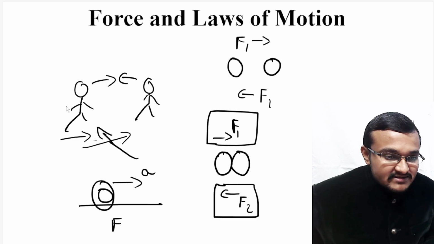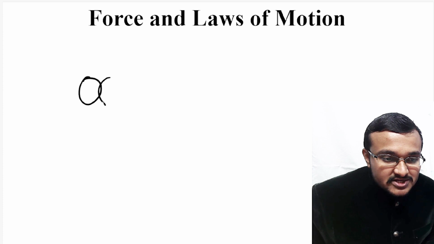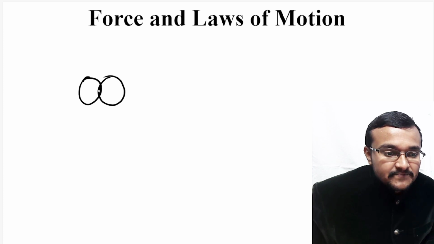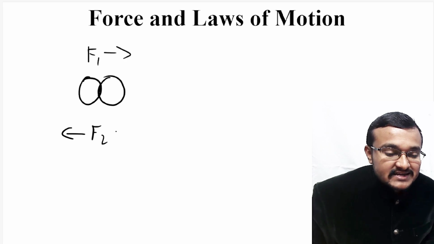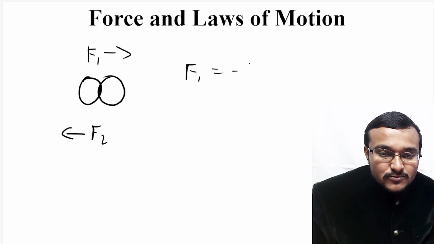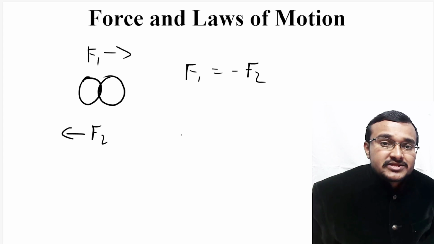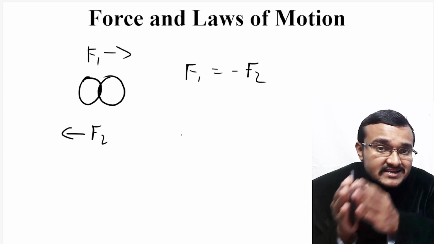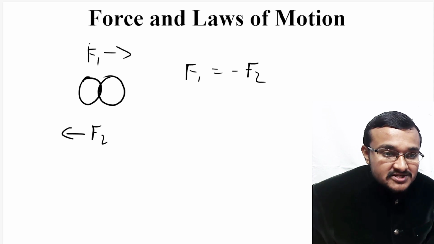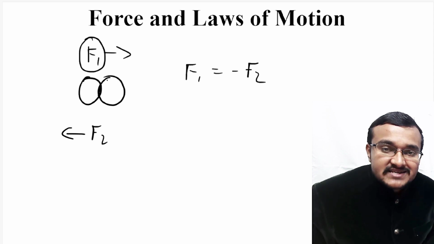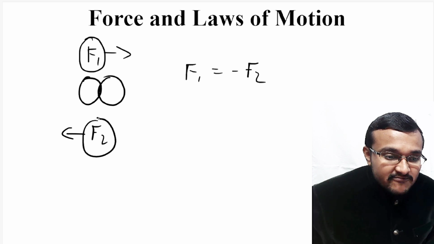Here you can see when the first object goes and collides with the second object, both the forces come into the picture. So here F1 is in this direction and F2 is in this direction. Here F1 is equal to minus F2. So that means forces are equal and opposite to each other, and at the same time both the forces are occurring. So when this collision is happening between two objects, both the forces come into the picture.